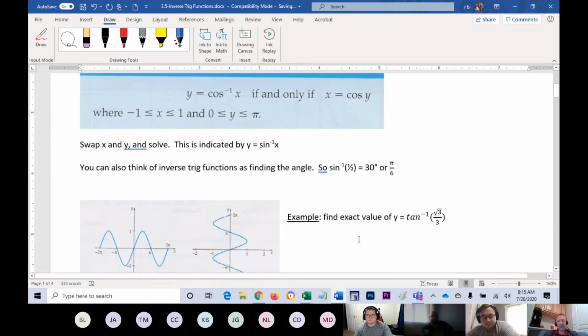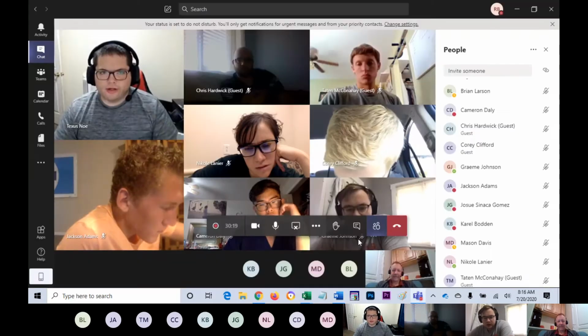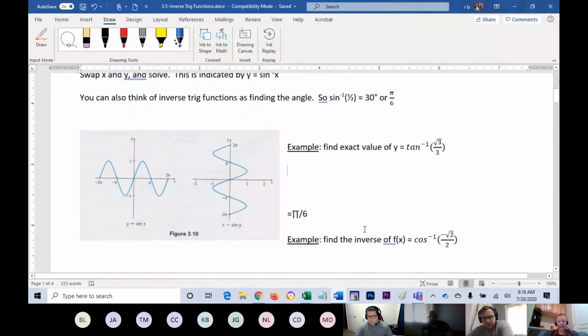Hopefully you guys can remember this. Find the exact value of the inverse tangent of square root of 3 over 3. Who knows what that is? Very good. Pi/6, 30 degrees. Okay.